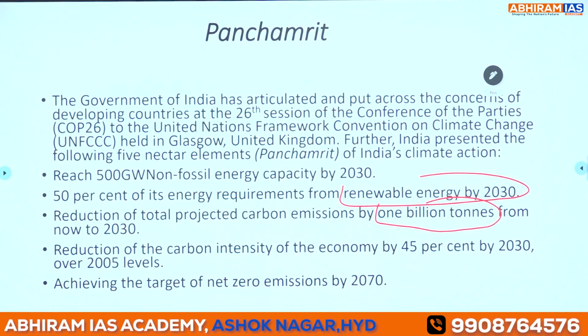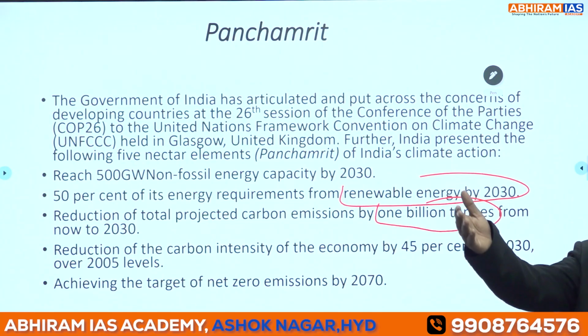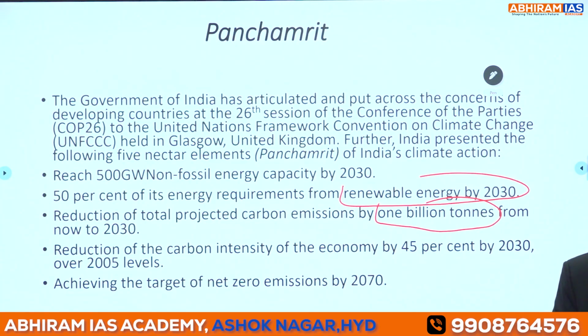Now when we are talking about net zero emissions, in one summit we said that instead of focusing on 2050, we have to shift net zero emissions to 2040 and 45. What was that summit which we studied?